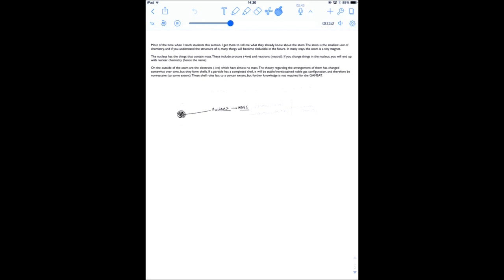And so what these things are include the protons, which are positively charged, and neutrons, which are neutral. Okay? And if you start changing things around inside the nucleus, you're going to end up with nuclear chemistry. Okay? So things like decay and things like that. Okay? Which we'll go through later. Okay, so that's where all the positive charge is located.